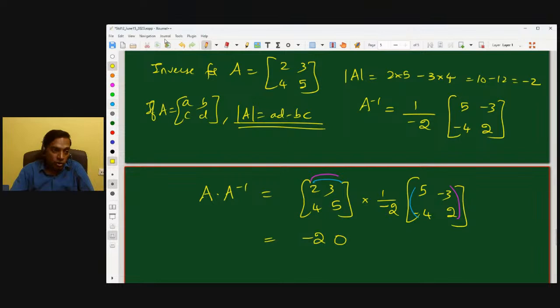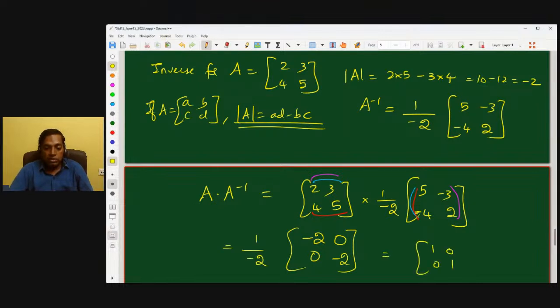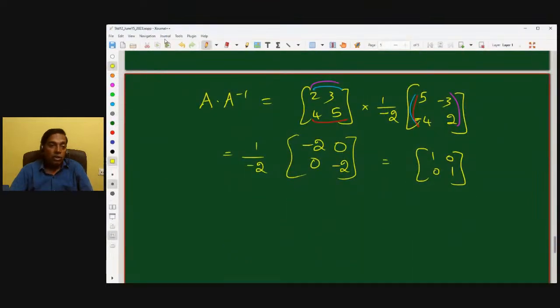Then second row with first column will give 4 into 5 plus minus 4 into 5, that will give 0. And then second row with second column will be minus 12 plus 10, which is minus 2. But there is a scalar outside, which is 1 by minus 2, which gives simply 1 0 0 1. So we have learned how to find inverse only for 2 by 2 matrices.